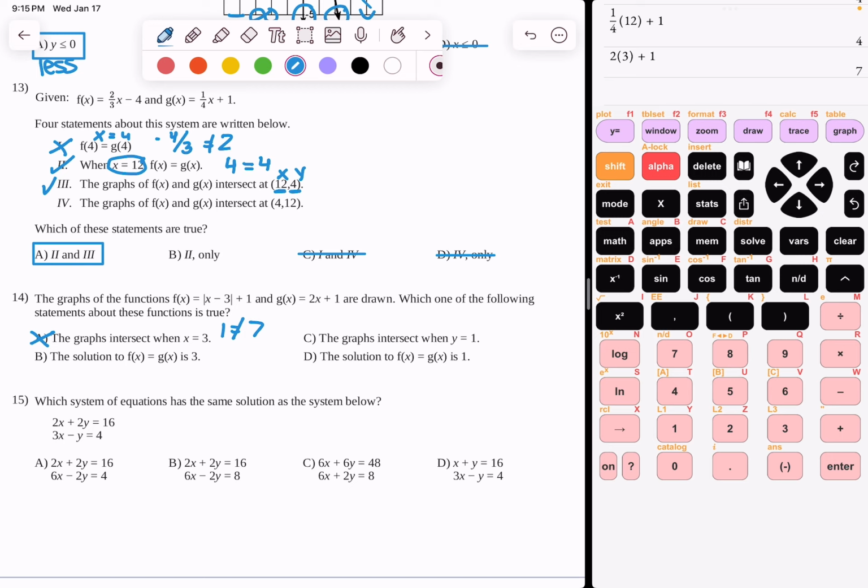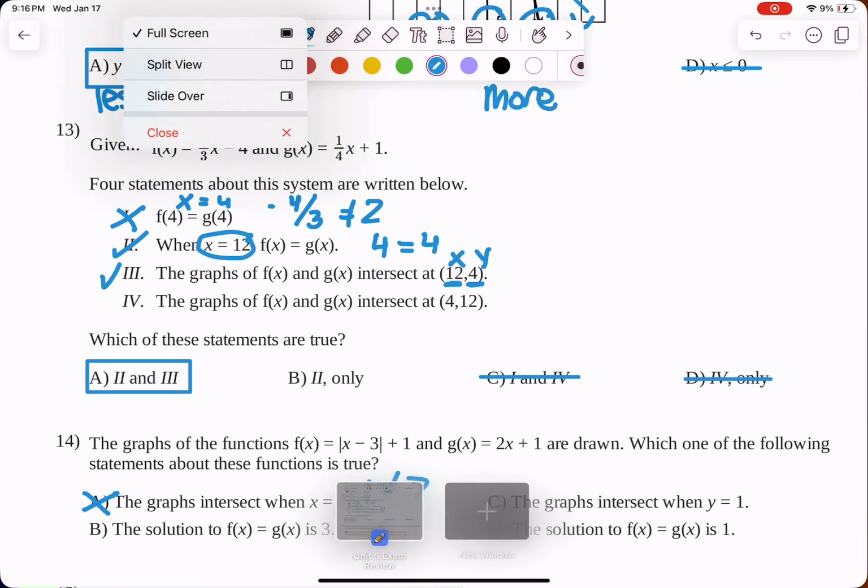Let's look at B. The solution when these are equal is 3, meaning that they're both equal when it equals 3. We'll see that in a second. C is saying the graphs intersect when y is 1, and D is saying the solution to them is 1. All right, let's do this right now. Let's graph both of these so then we can see which one is true.